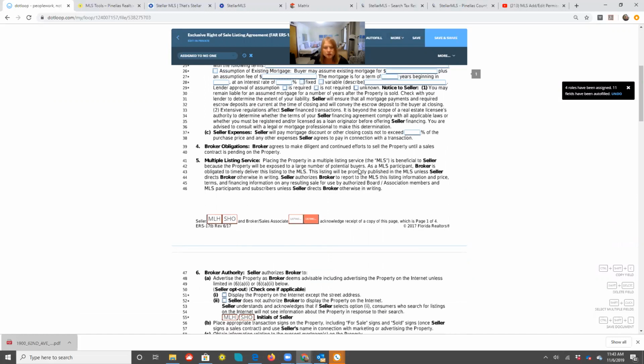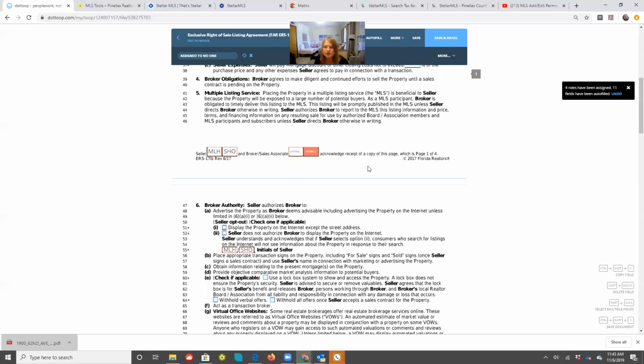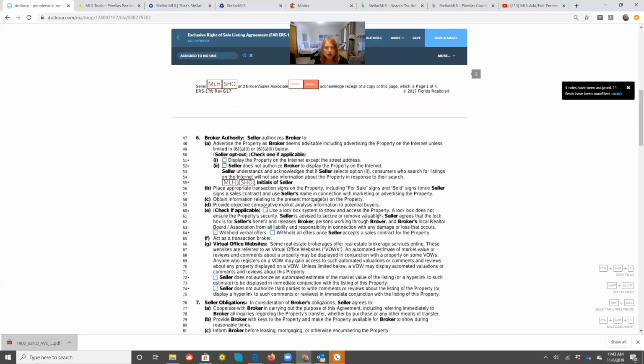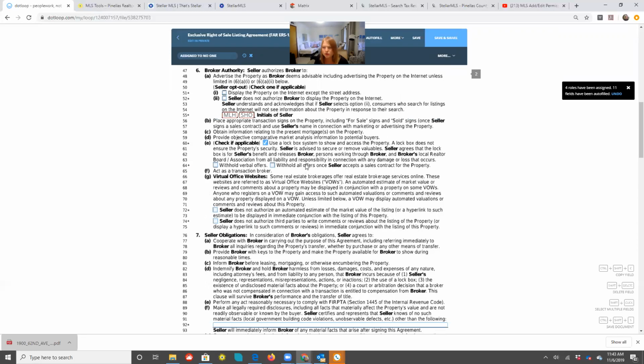Multiple listing service. You do want to put it on the MLS unless they tell you not to, and if they want to opt out, then they would need to opt out of the internet here. You really don't want to do that. You do want to try and use a lockbox. This is going to give you the option to withhold verbal offers or withhold all offers once the seller accepts an offer. That's between you and your client. I tend not to do it because I like to tell my client what's going on.